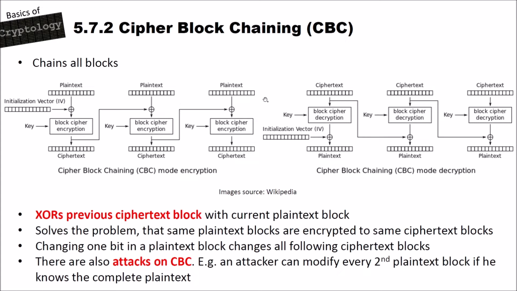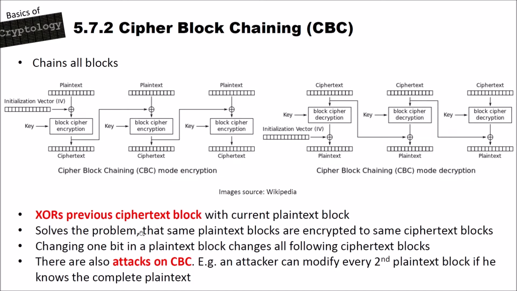And of course, decryption works the other way around. So we take our first ciphertext, we decrypt it, and then of course we have to XOR it with the init vector so that we get back our plaintext. Then the ciphertext is also given to the next block. So the next block is decrypted using the block cipher, and then it's XORed with the previous ciphertext to obtain our plaintext.